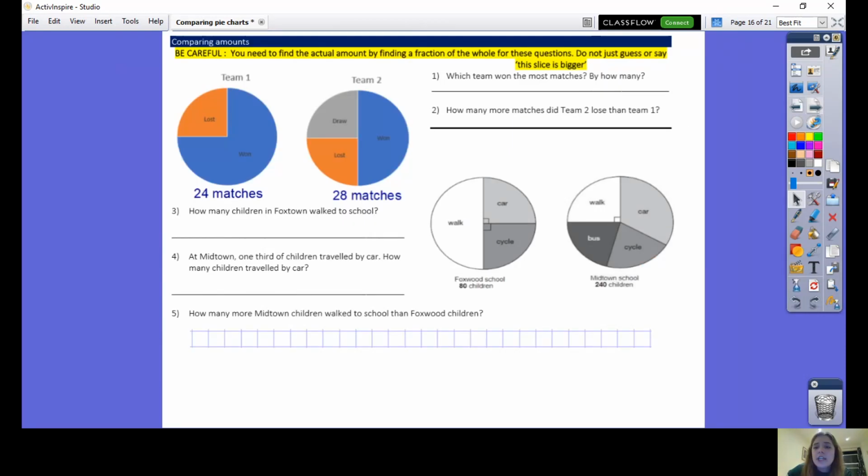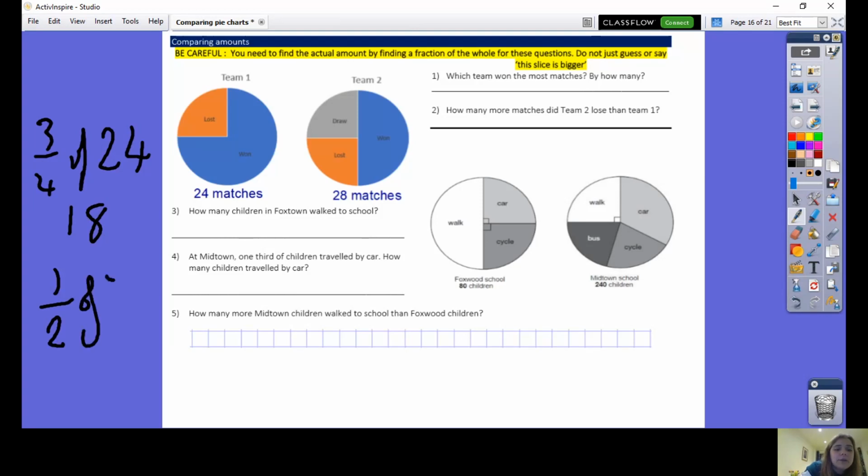Which team won the most matches? Team 1 won 3/4 of their matches. We're looking for 3/4 of 24. 24 divided by 4 is 6, times 3 is 18. Team 2 won 1/2 of their matches, but they won 1/2 of 28. 1/2 of 28 is 14. So Team 1 won the most matches.